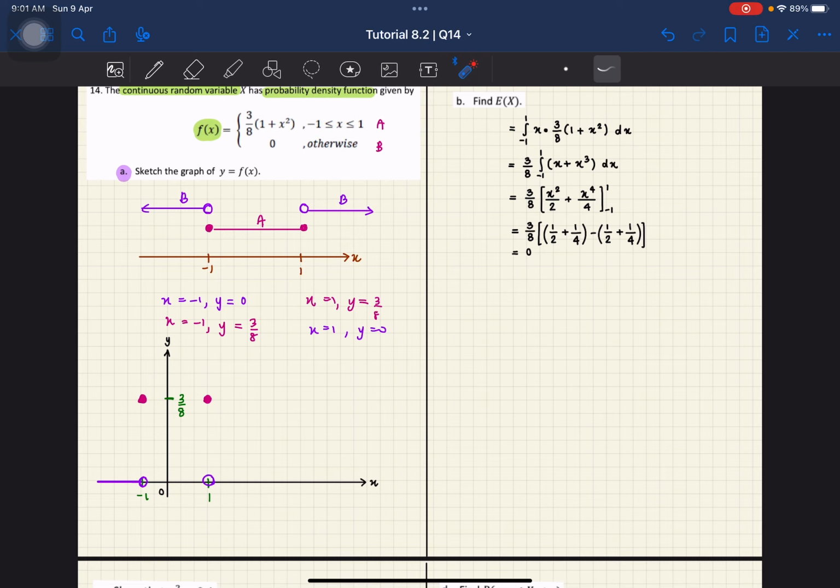Kita akan cari dia punya y-intercept. Y-intercept is when x is equals to 0. So bila x sama dengan kosong, ni kosong. Oh, saya salah label lah guys. This is not 3 over 8. Sorry. Ni bukan 3 over 8 kat sini. Okay, so kita akan dapat 3 over 4 sepatutnya.